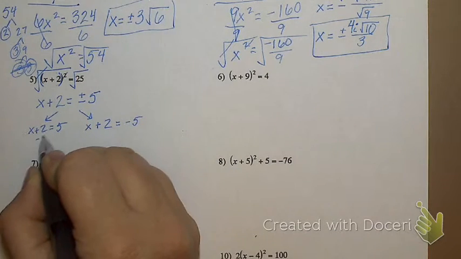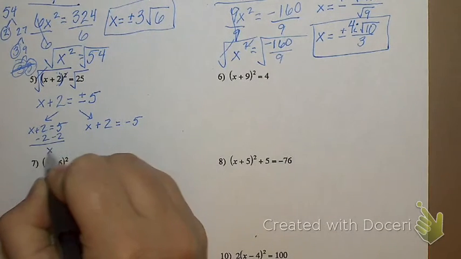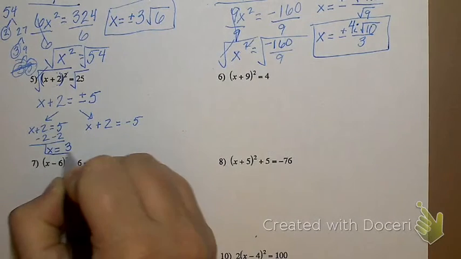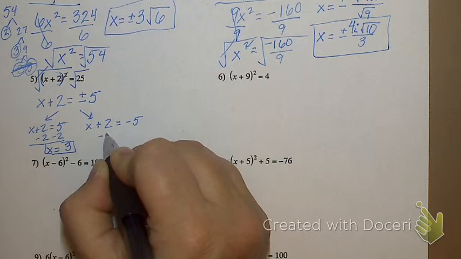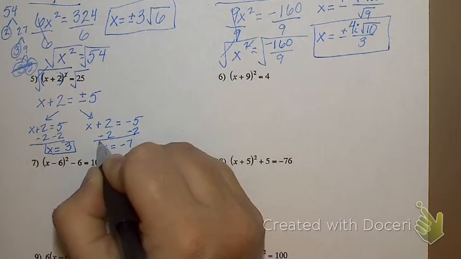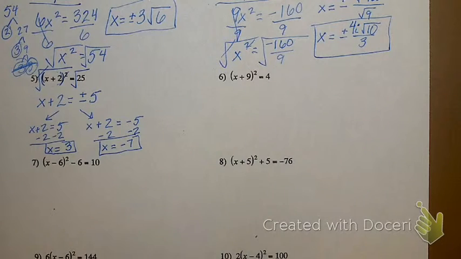I can just subtract 2, and here I get x equals 3. Yes? And here when I subtract 2, what do I get? Negative 7. Not too bad? You try number 6.